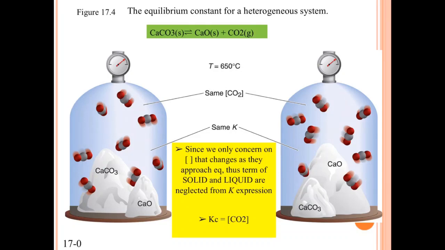So if we have a heterogeneous system, for example this reaction, calcium carbonate decomposes to form calcium oxide and carbon dioxide. As for this, the one that we will consider in our Kc expression is the one in a gaseous or aqueous state. In this case, we have only carbon dioxide that will come out in the Kc expression.